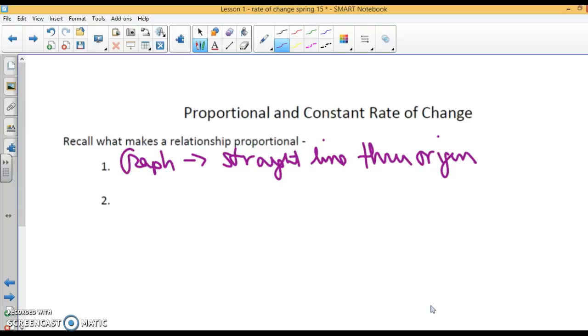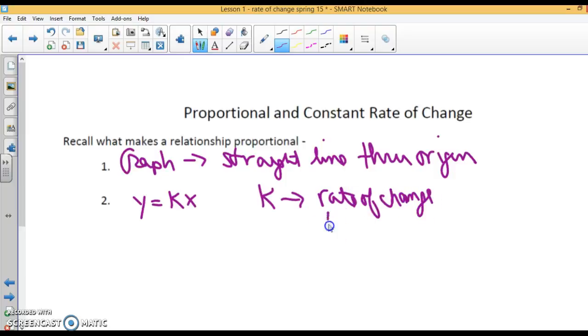If we are talking about an equation, it can be represented by y equals kx, where k is the rate of change, unit rate, or constant of proportionality. And for something to be a proportional relationship, k has got to be constant. It needs to be the same throughout.